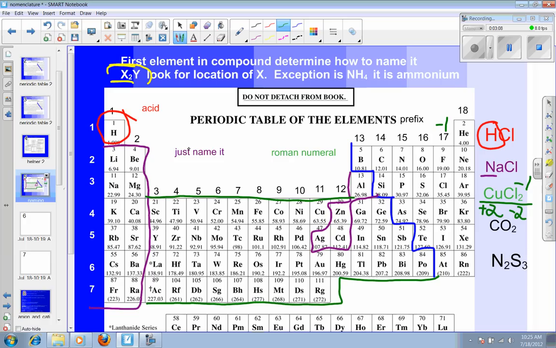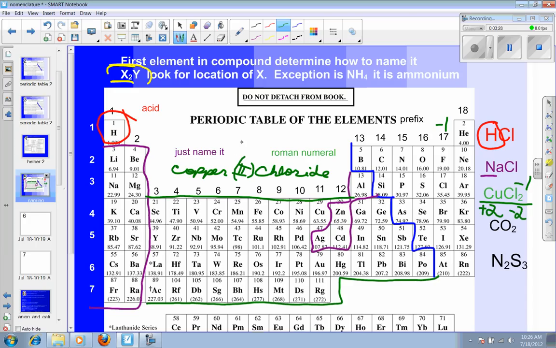You would literally write down the word copper, and then you would write a Roman numeral 2, and then you would write chloride. Sometimes you'll see that Roman numeral 2 in parentheses. So we can put those in parentheses if you like. So copper Roman numeral 2 chloride.